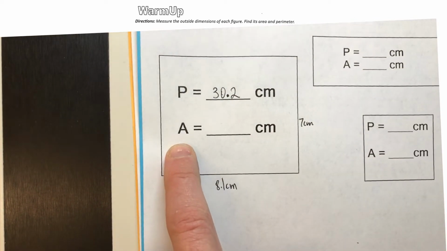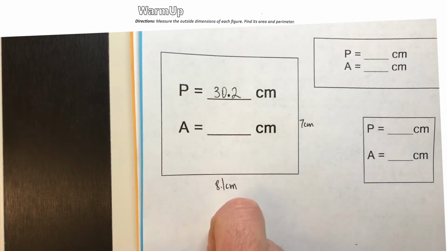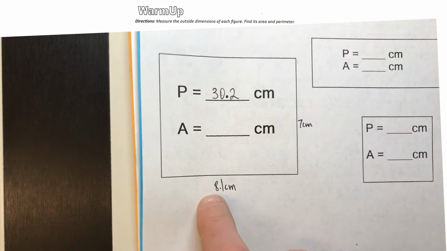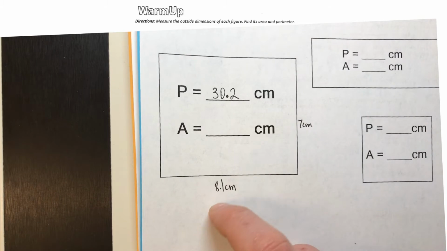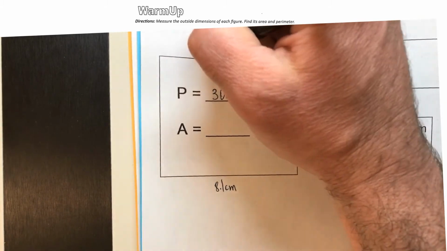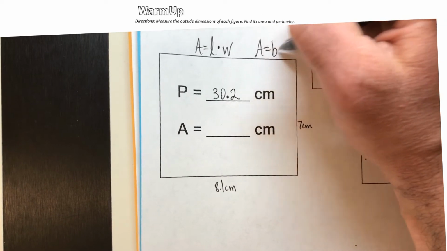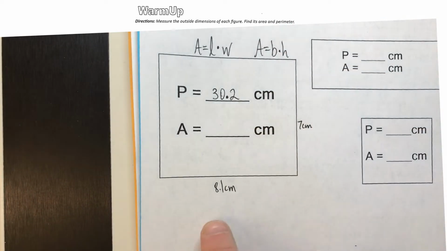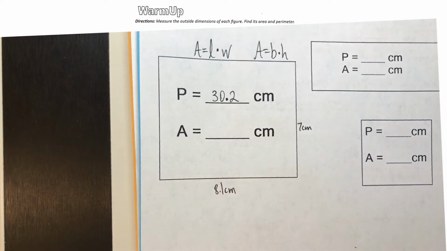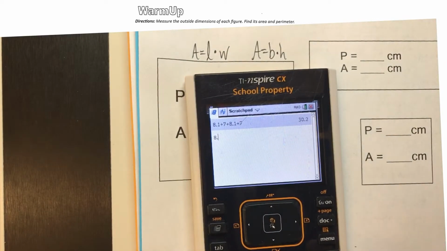Okay, now we haven't talked about it, but how do you find the area of a rectangle? Length times width. Yeah, it's just length times width, or you could say base times height. All right, so it's either length times width, or you could say base times height, same thing. So it's just 8.1 times 7. 56.7.